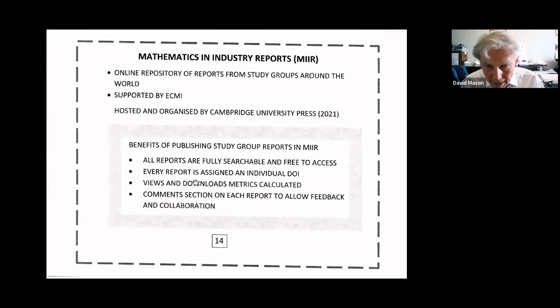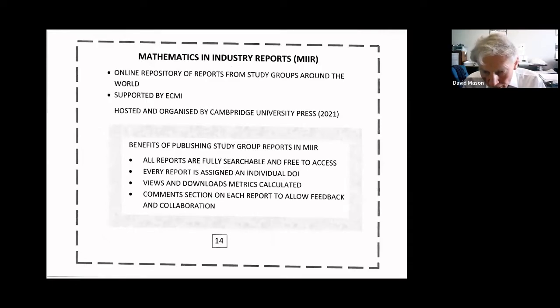Now, the Mathematics in Industry Reports, MIIR. This is an online repository of reports from study groups from around the world. It's supported by ECMI, the European Consortium for Mathematics in Industry, and it started in 2020. It's hosted and organized by Cambridge University Press. So it's a new initiative.